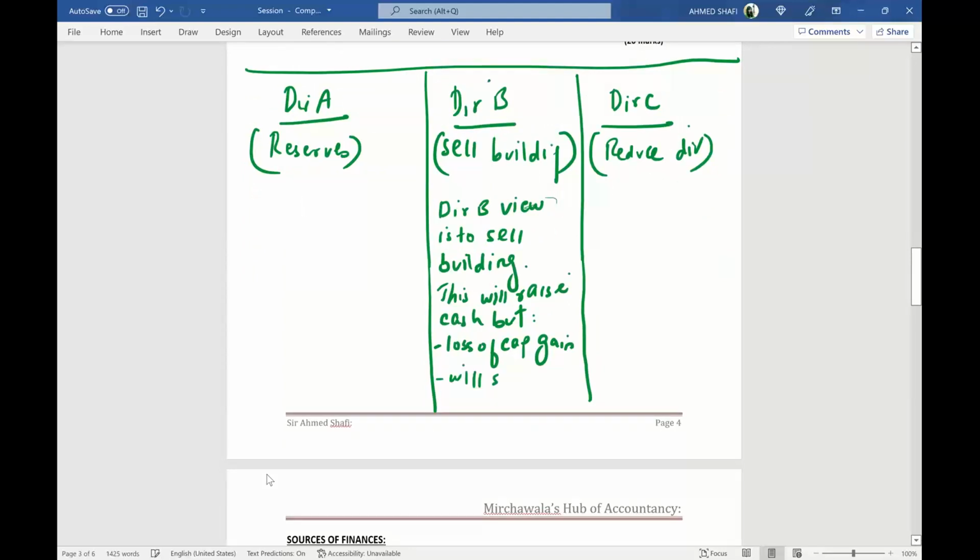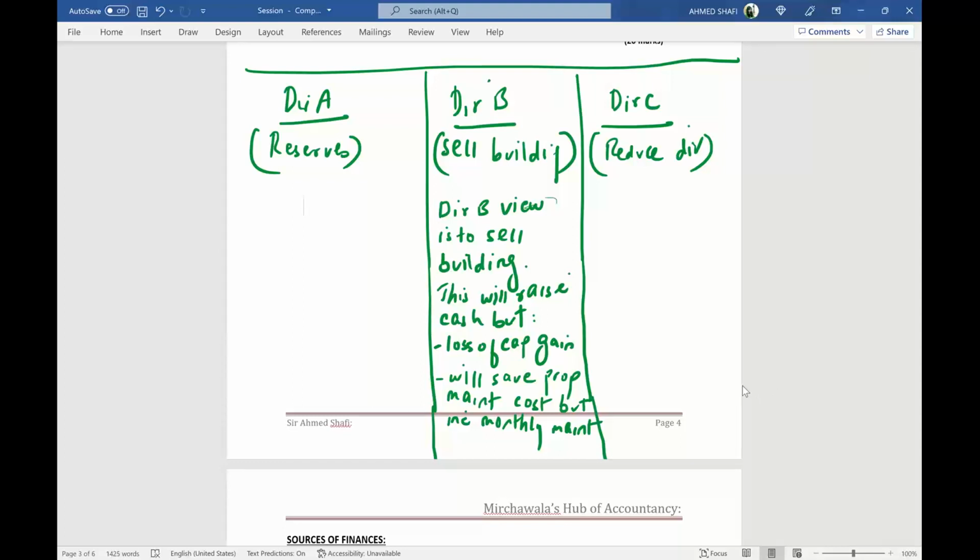Will save property maintenance cost, but increase monthly maintenance, right? What does this mean? You are selling your property. Obviously, when you sell your property, you will save property maintenance cost, but you are moving to a rental location.